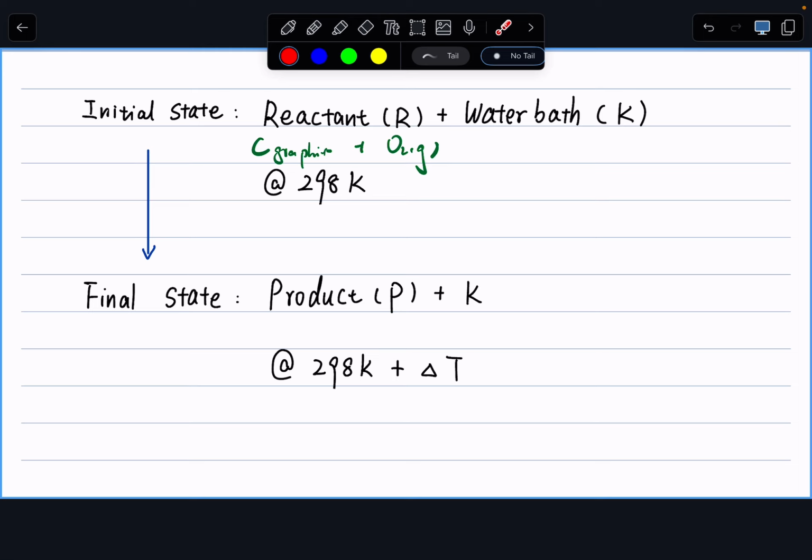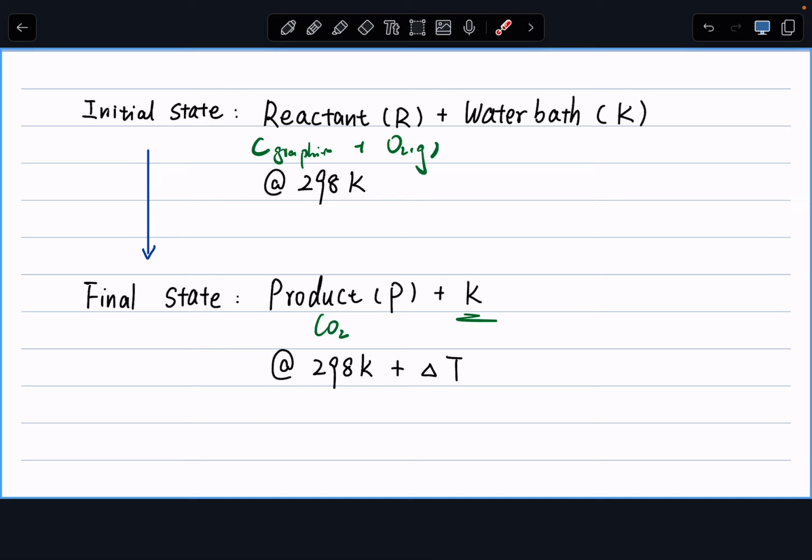After the bomb calorimetry takes place, like we ignite our graphite in oxygen, and we get our product, and also our water bath K. And now we have a different temperature, which is 298 Kelvin plus delta T.